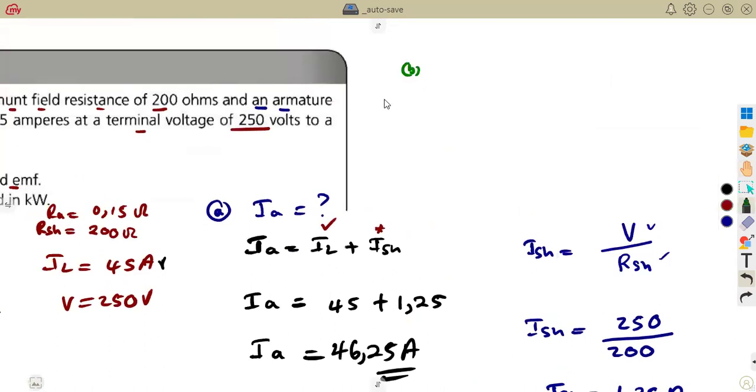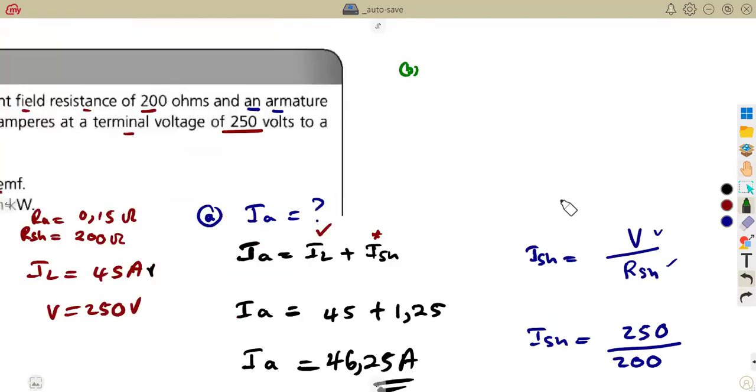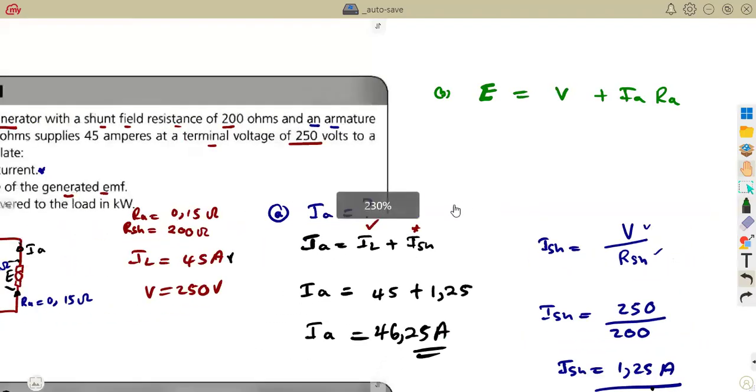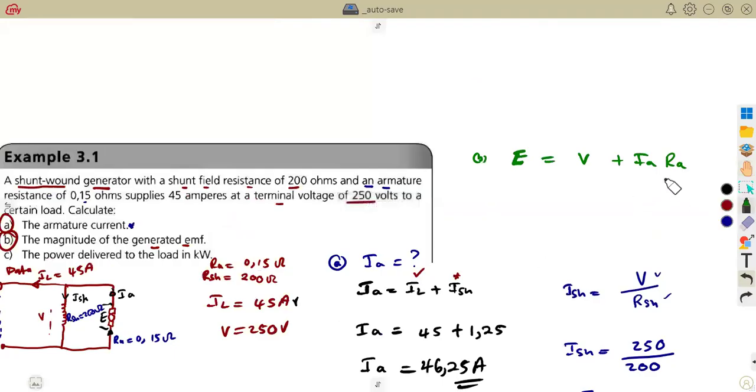Remember, this is a shunt. And as from our formulas, I just need to take the last formula. It's equal to this, from what we saw in the presentation of our formula, how it's going to be at the end. So we ended up with E is equal to V plus armature current times armature resistance, because we only have resistance where the armature current is flowing. There's only armature resistance, so you just use that. So everything is there: V, armature current, we calculated this.